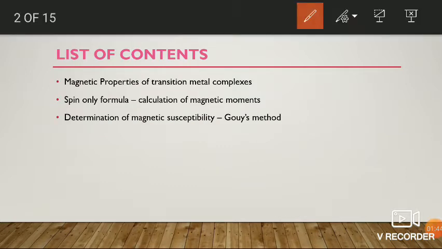In this video, I would like to explain the magnetic properties of transition metal complexes. And also I would like to explain the spin only formula and calculation of magnetic moments of some transition metal complexes and also the determination of magnetic susceptibility, that is the Gouy method.